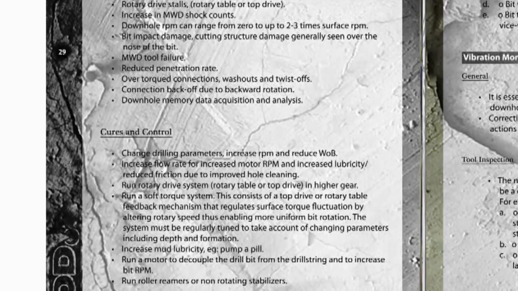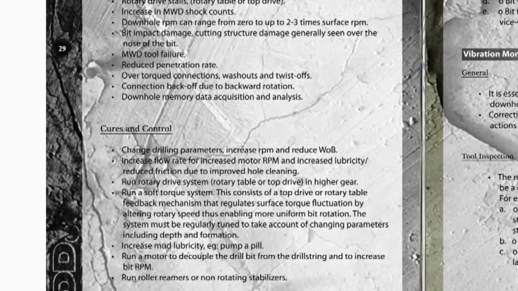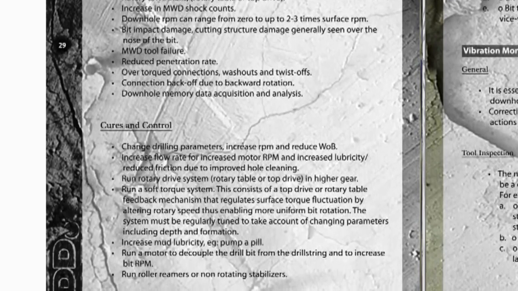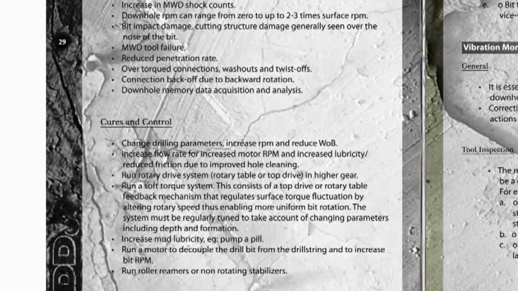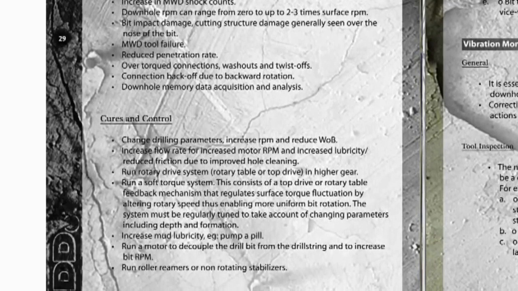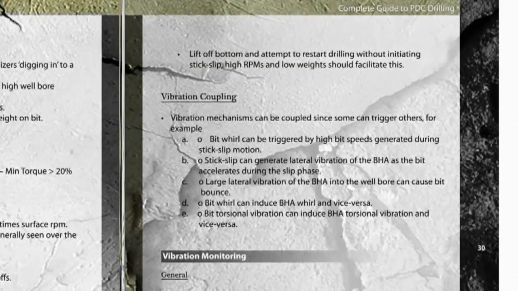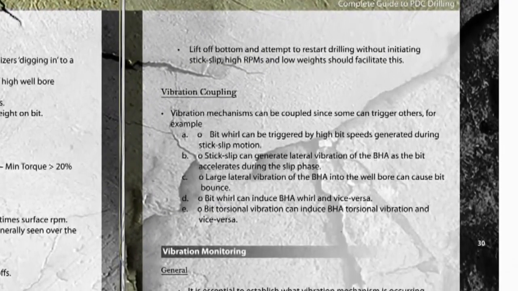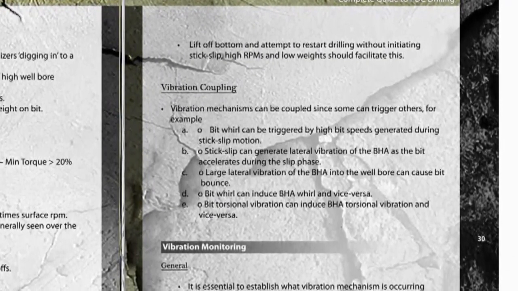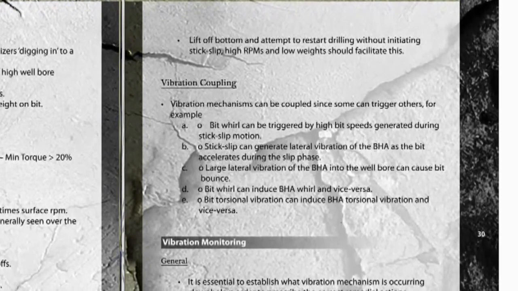Run a motor to decouple the drill bit from the drill string and to increase bit RPM. Run roller reamers or non-rotating stabilizers. Lift off bottom and attempt to restart drilling without initiating stick slip. High RPMs and low weights should facilitate this.